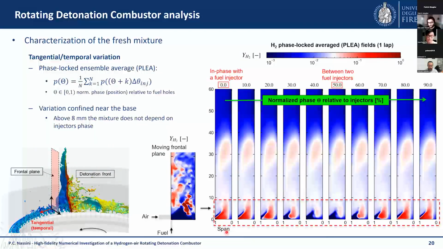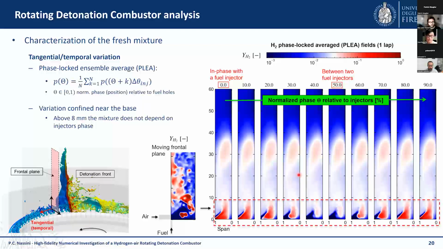As we expect, of course, we have a variation of the phase locked gas properties as a function of the fuel phase at the bottom of the combustion chamber, where it is unavoidable because we have this fluctuation. But above 8 millimeters inside the combustion chamber, we still don't have any variation with the fuel injector. So in other words, when this plane rotates inside the combustion chamber, it doesn't see any variation in average terms of the mixture state above 10 millimeters.